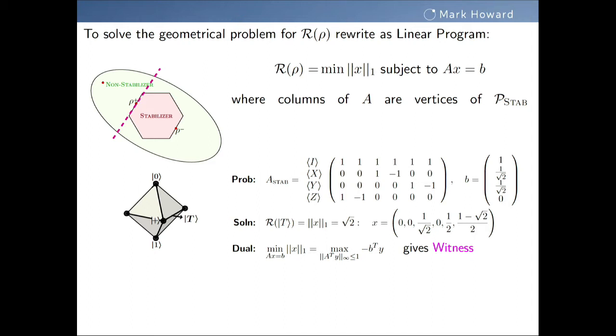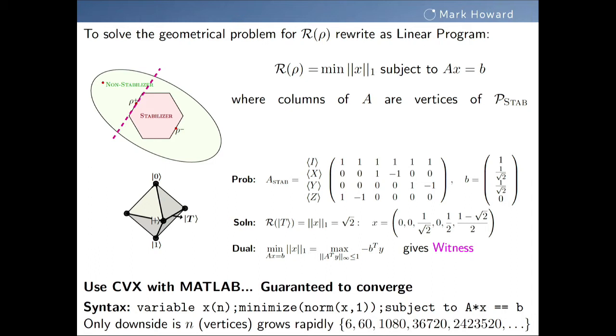So linear programs, they're actually very efficient to solve. So that's great. In practice, it's very easy to do. You just use CVX with MATLAB, and then this is literally one line of syntax. We'll solve the problem for you. That's fine. The only downside is that the problem statement grows super exponentially because the number of stabilizer states grows super exponentially in the number of qubits. So for a single qubit, we had 6 vertices. For 2 qubits, we have 60 vertices. And then by the time we got up to 5, there's 2.5 million columns in our A matrix. So that's where we stopped.